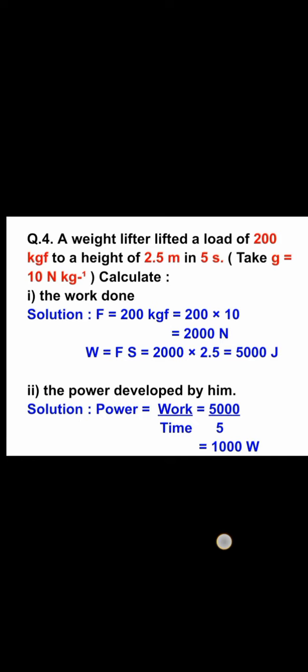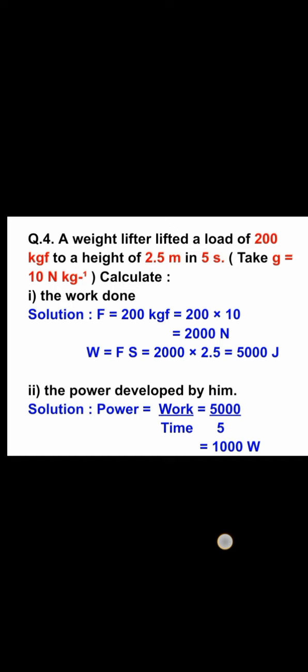Kgf is not the SI unit, so we will convert it into Newton. So this equals 200 into 10, which is 2000 Newton, since the value of g is given as 10 Newton per kg. Whenever we have to convert kgf into Newton, we multiply it by 10. In junior classes, we have done 1 kgf is equal to 10 Newton, or 9.8 Newton precisely.